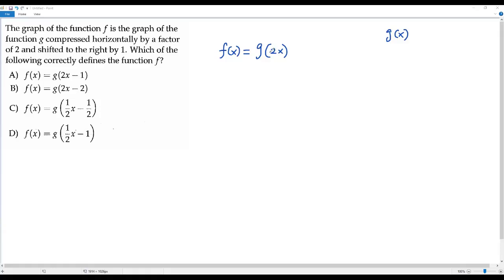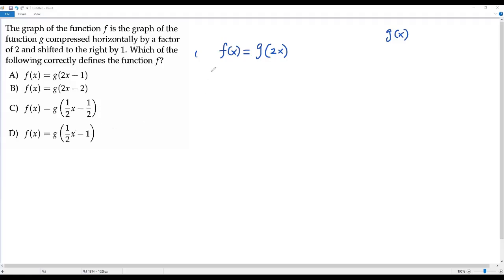In case g is stretched horizontally by a factor of 2, we have to multiply this x by 1 over 2, the reciprocal of this number 2. But here it is compressed horizontally, so I just multiply the x by the factor we have here, 2. Okay, now we have completed the first transformation, that is, compressed horizontally by a factor of 2.